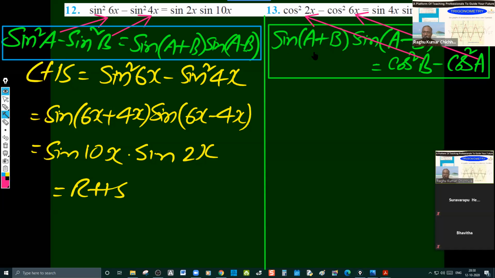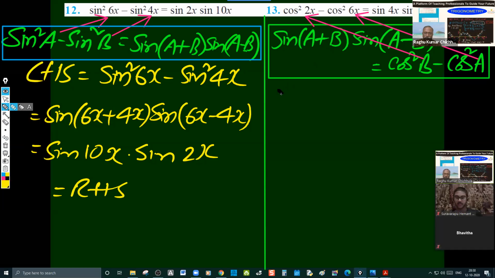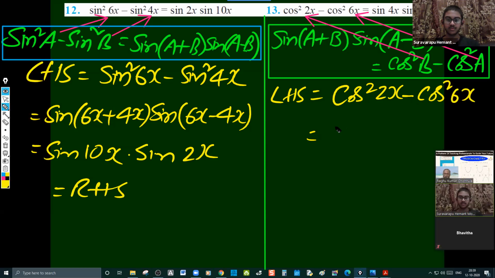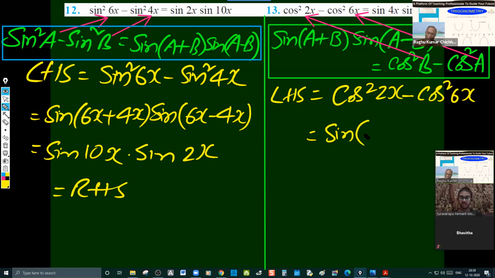So in place of b in LHS, come on, apply, try it, do it, please. Cos square 2x minus cos square 6x, please. Come on, tell me, cos square minus sine of a plus b.